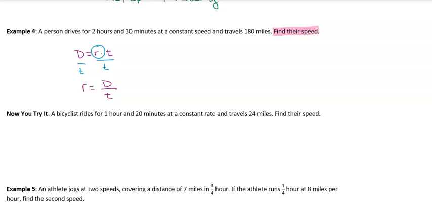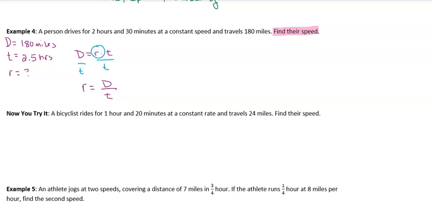So what we also want to do is say, okay, D equals, T equals, and R equals. So D equals 180 miles. T equals 2 hours and 30 minutes. We don't want to combine units, so we're going to say 30 minutes is a half an hour. So 2.5 hours. Now make sure you convert it all into one time. And then the rate is the question mark.